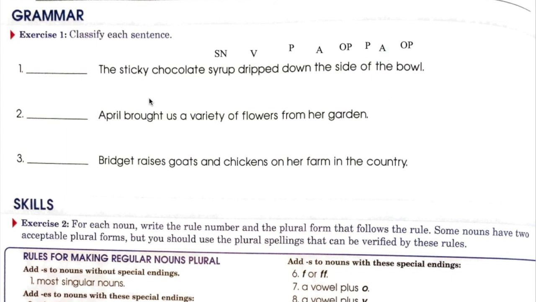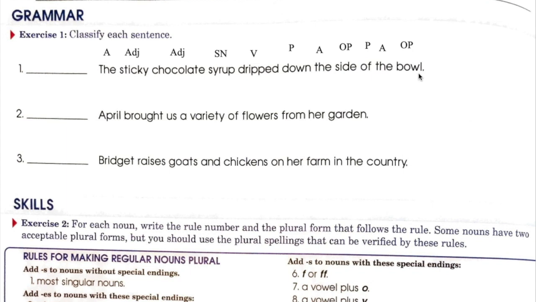What kind of syrup? Chocolate syrup. Chocolate is answering what kind, so it's an adjective. What kind of chocolate syrup? Sticky chocolate syrup. Sticky is describing what kind. It's an adjective. The is always an article adjective.